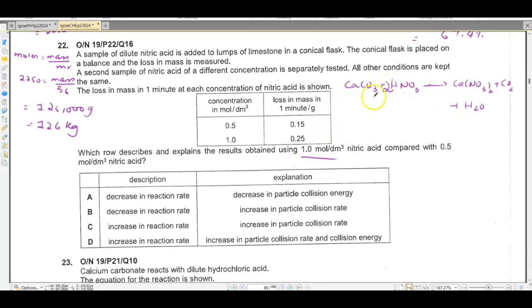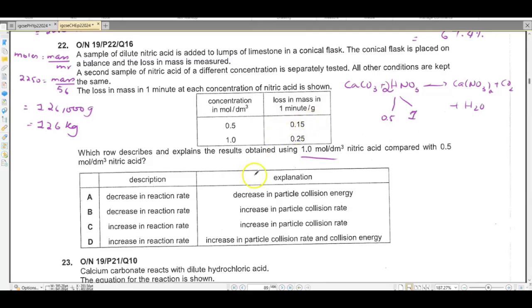Okay. Now everything counts on the concentration. When the concentration was 0.5, the loss in mass was 0.15. And when the concentration was 1 mole per decimeter cube, the loss in mass was 0.25, which is greater than this. So why is this happening? When the concentration is greater, the rate of the reaction basically increases. Obviously, more CaCO3 is reacting vigorously with the nitric acid. So that is why the reaction is happening at a higher pace.